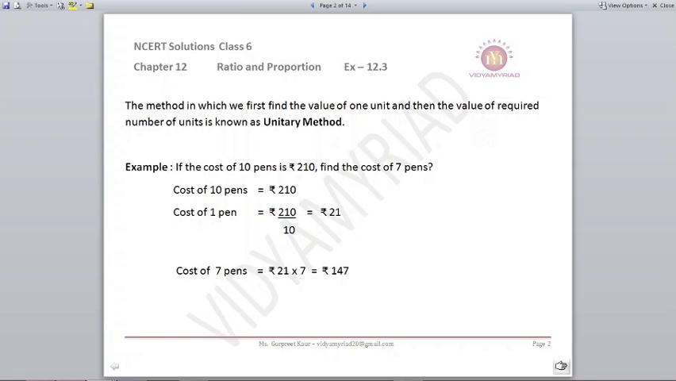So now I know the cost for 1 pen. I can easily find the cost of 7 pens. For that I need to just multiply by 21. The answer comes to rupees 147. So like this we are going to follow for the exercise.